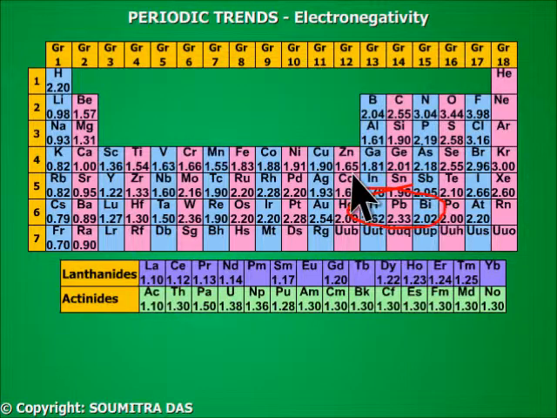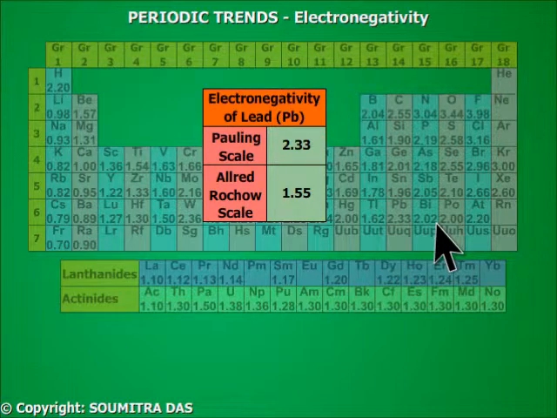Lead has unusually high electronegativity when compared with thallium and bismuth. This seems to be an artifact of data selection, because when the electronegativity of lead was measured by the Allred-Rochow formula, it was found to be 1.55.